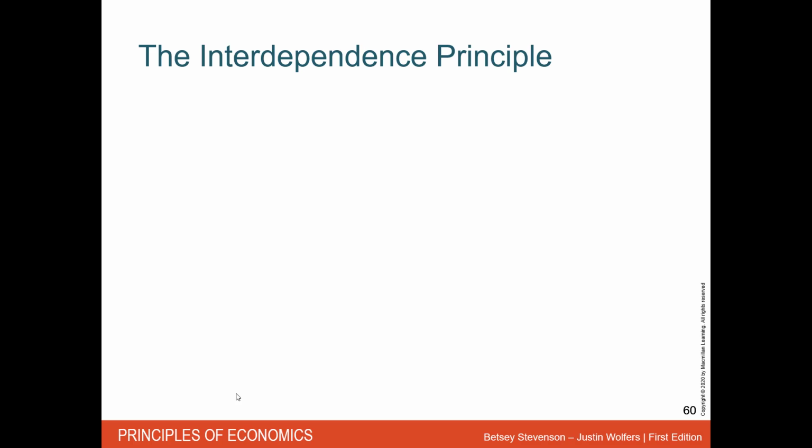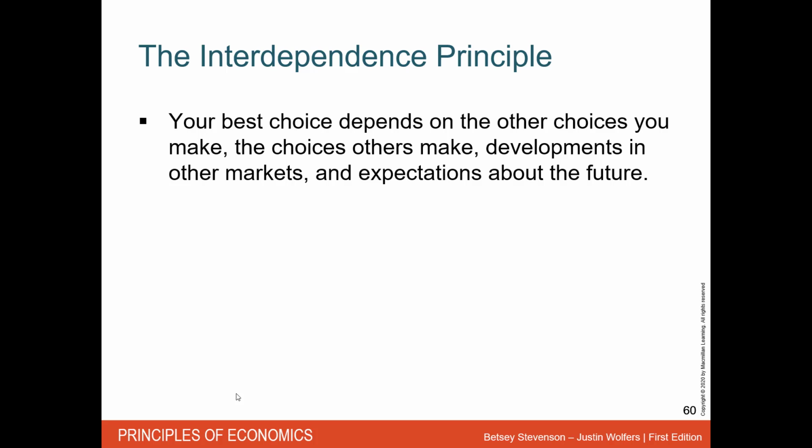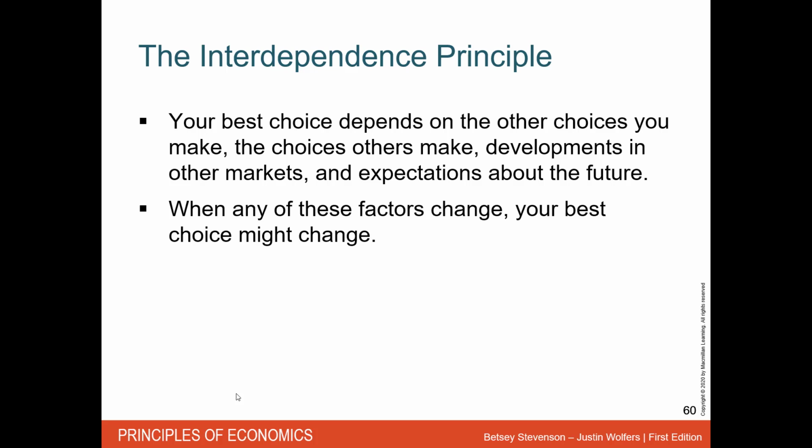So what is the interdependence principle? It is the understanding that your choices are not independent. It depends on your other choices. It also depends on others' decisions. It also depends on changes in markets, and it also depends on expectations about the future as well. If there are any changes there, that can affect your final choice. Let's look at the different kinds of interdependencies.